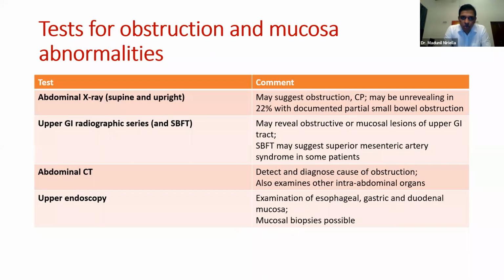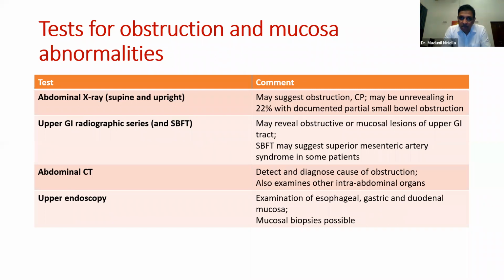Tests for obstruction and mucosal abnormalities for GI causes include a simple abdominal X-ray, supine and upright. This may suggest obstruction or the presence of calcification in chronic pancreatitis. But remember that 22% of patients with partial small bowel obstruction will not show any features on the abdominal X-ray. An upper GI radiographic series or a small bowel follow-through barium study may reveal obstruction and mucosal disease of the upper GI tract, and may also show superior mesenteric artery syndrome in some patients.